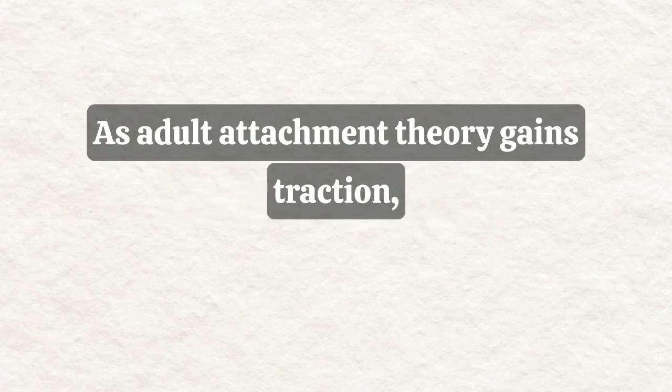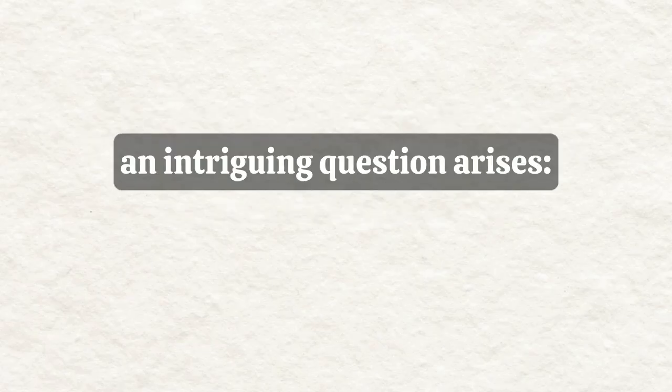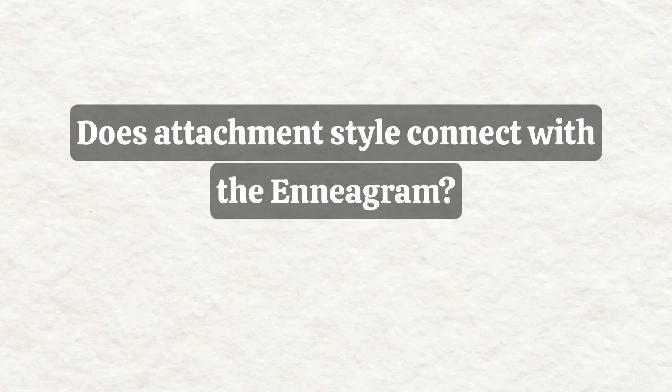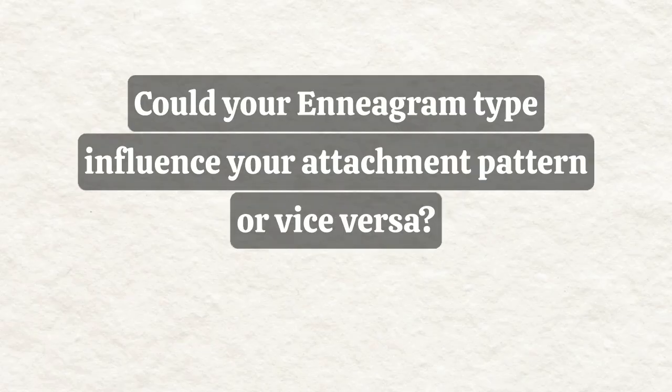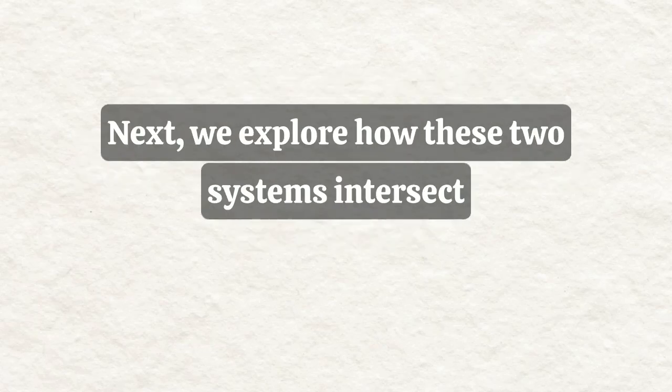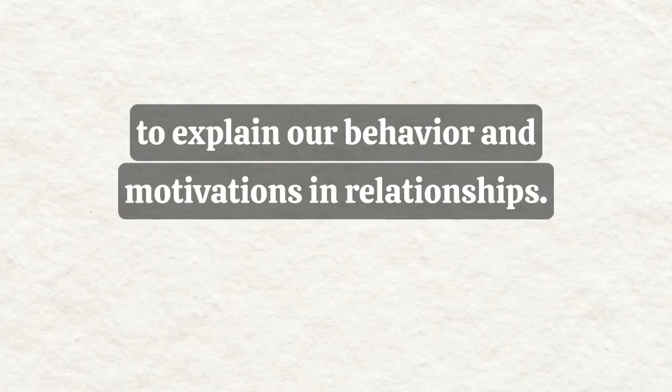As adult attachment theory gains traction, an intriguing question arises. Does attachment style connect with the Enneagram? Could your Enneagram type influence your attachment pattern, or vice versa? Next, we explore how these two systems intersect to explain our behavior and motivations in relationships.